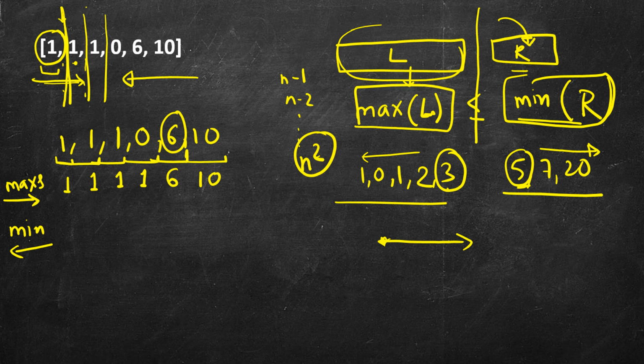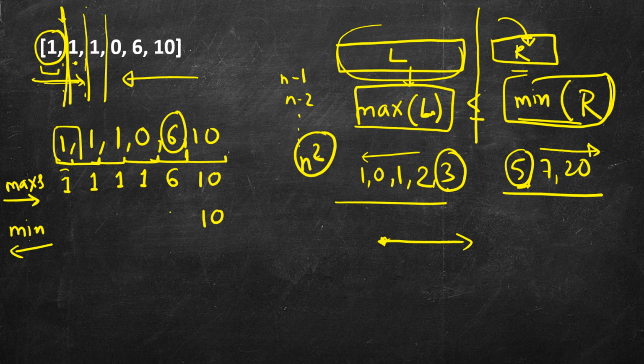Similarly, minimum, we start from right. Minimum till this point is 10 itself. And we will use these as the initialization condition also. For maximum, we can initialize the first index with 1. And minimum we can initialize with the last element.